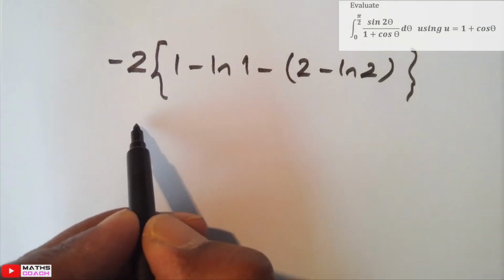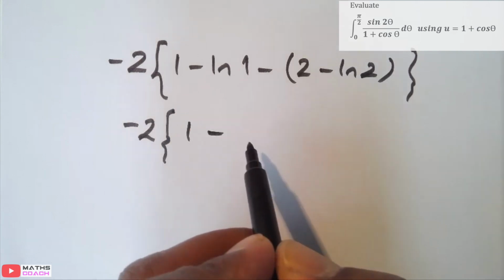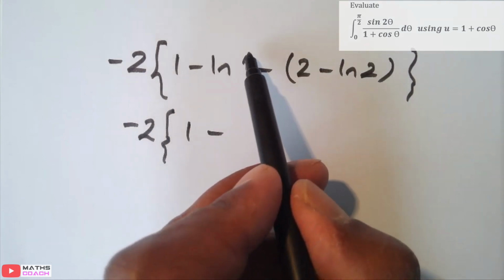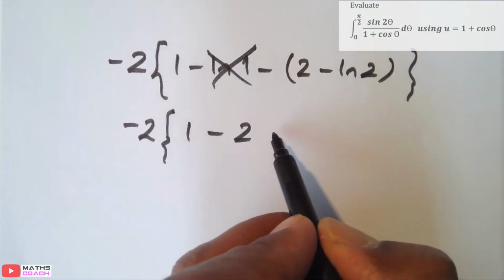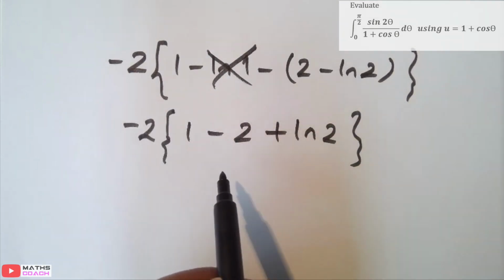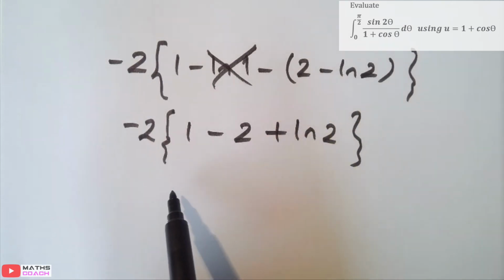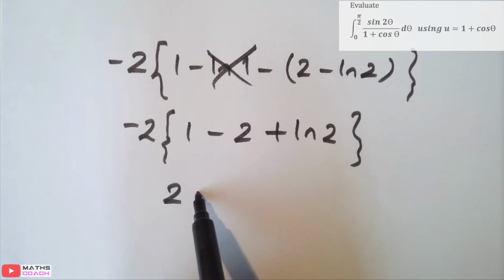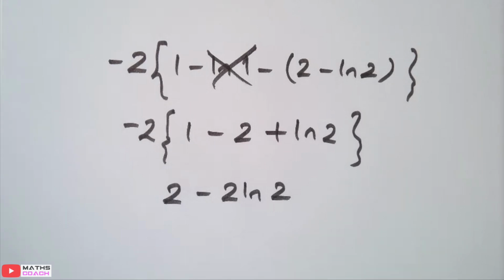Okay, let's look at the inside. We have minus 2 there. 1 minus, now if you know that ln 1 can be scrapped because it's 0, minus 2, take away is an add, ln 2, close bracket there, and then all we have to do is multiply that out. 1 minus 2 is minus 1, times minus 2, you're going to get 2 minus 2 ln 2. And that should be the final answer for example 1.